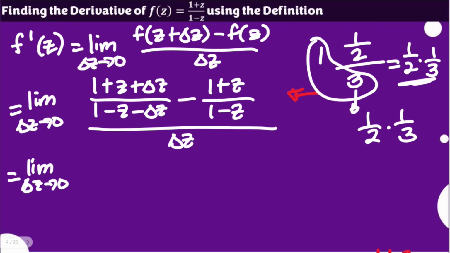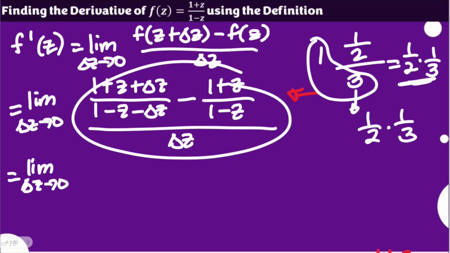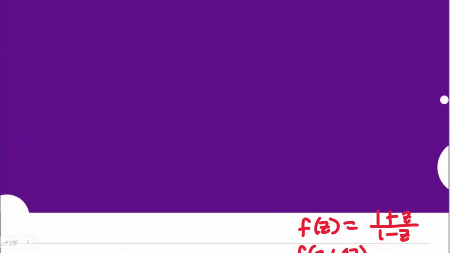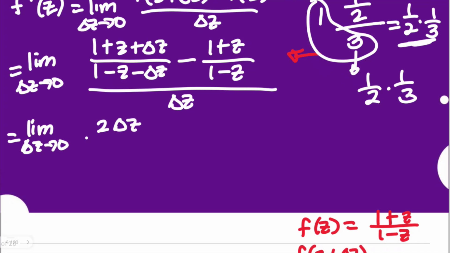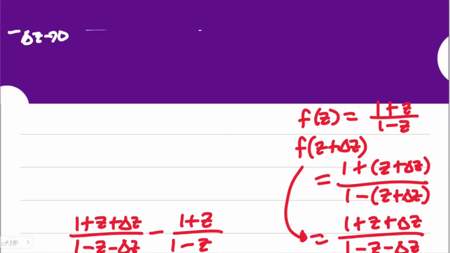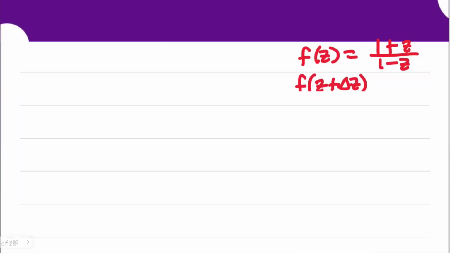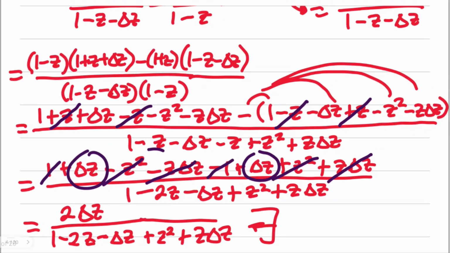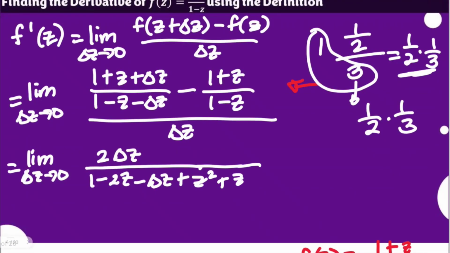My point here is, I have delta z, I just take it out. This is because my numerator is a rational expression. To make it easier for me, this is what will happen here. Instead of having nested rational expressions, I'm going to copy the answer earlier, twice delta z, right? Twice delta z all over 1 minus 2z, minus delta z, plus z squared if I'm correct, and finally you have plus z delta z.